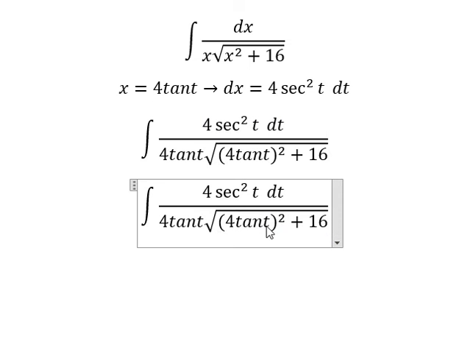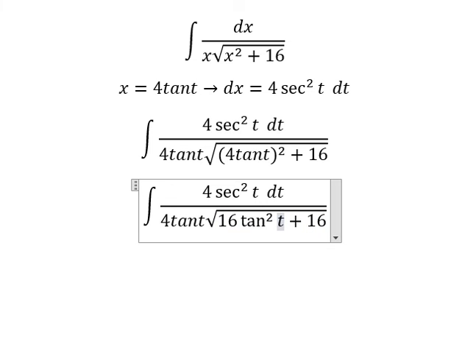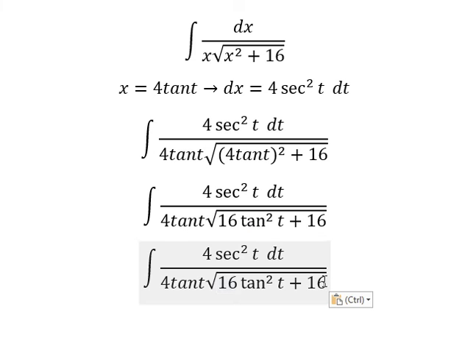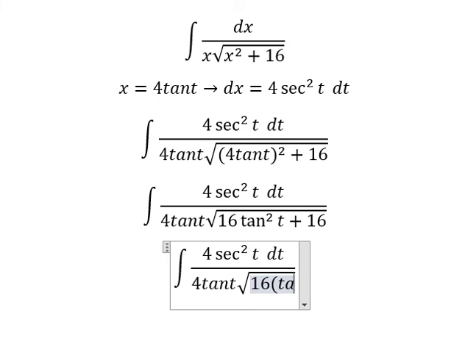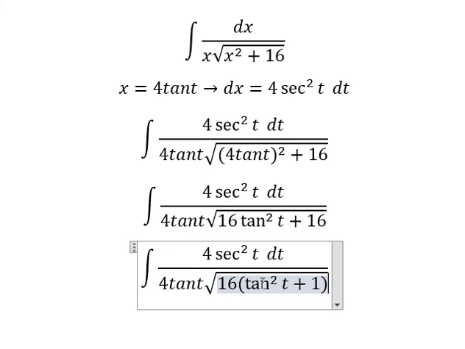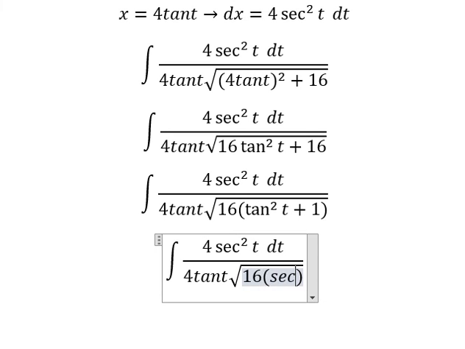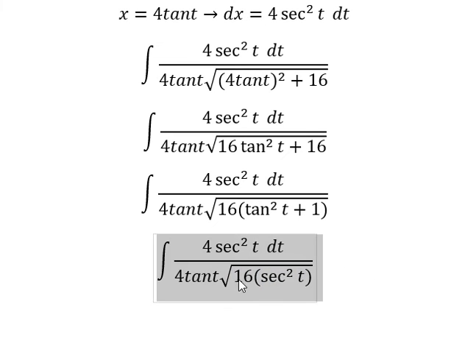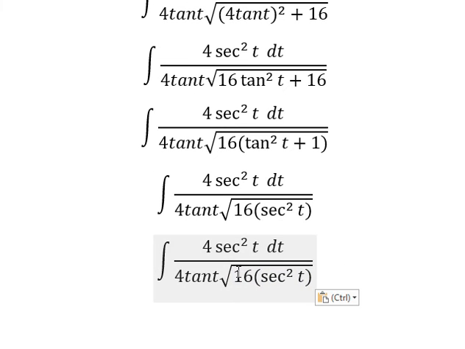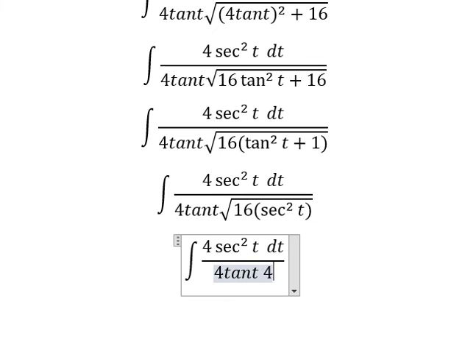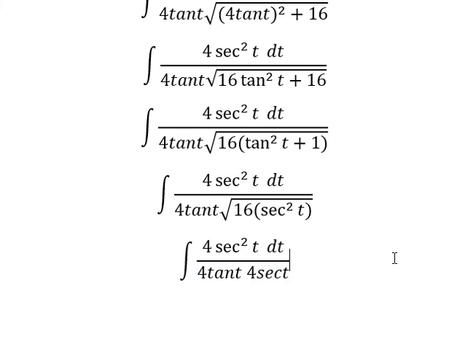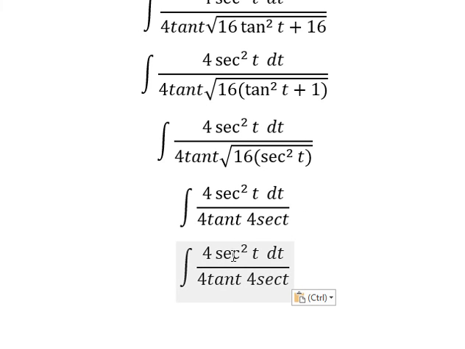So this one you get 16 tan squared t. Number 16, we can do factorization. And this one we change for secant squared t. The square root of 16 secant squared t, you get 4 secant t. We simplify 4 secant t on numerator and denominator.